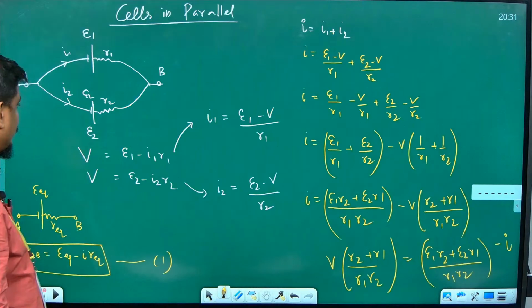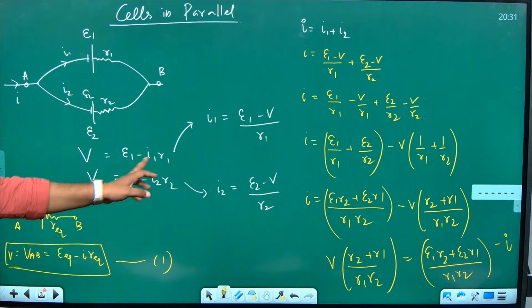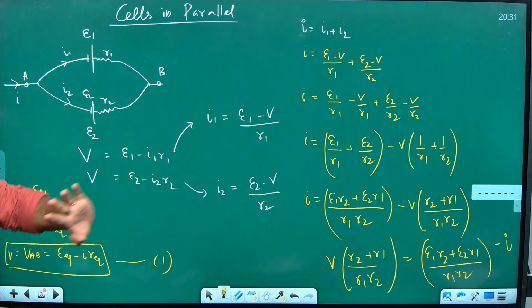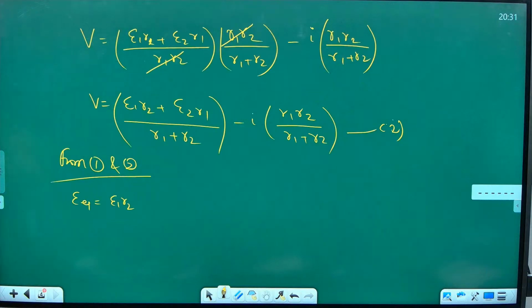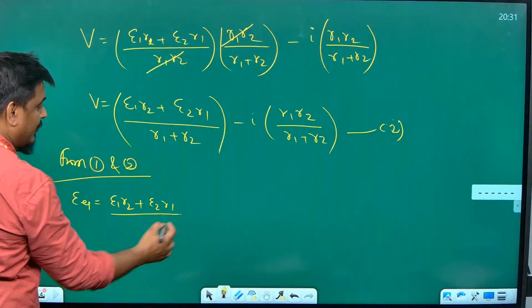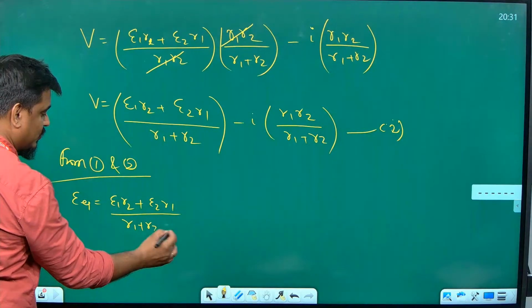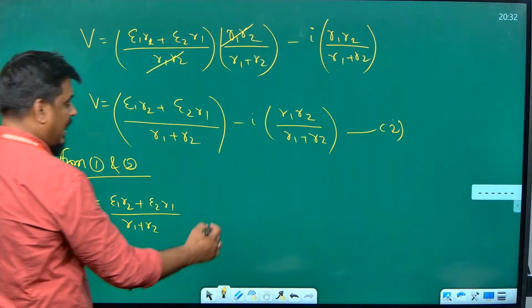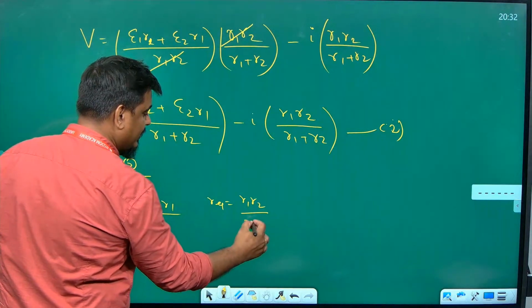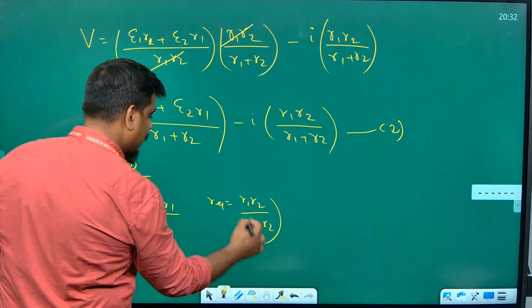Everything is fine, no? No mistake you have done here in calculation? Okay, let us see. E equivalent is E1 R2 plus E2 R1 by R1 plus R2, and we get R equivalent is equal to R1 R2 by R1 plus R2. Okay, no problem, no issues.